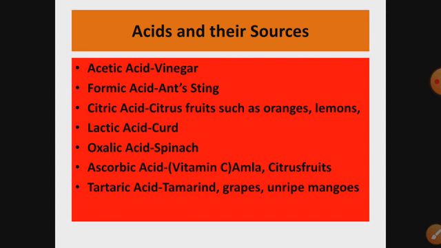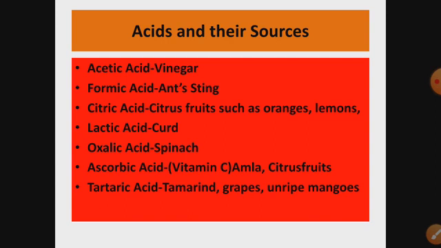Then all the citrus fruits or juicy fruits like orange and lemons contain citric acid. Curd, that is yogurt, is rich in lactic acid. Then our favorite green vegetable, spinach, is rich in oxalic acid. Then vitamin C has ascorbic acid, and citrus fruits like amla are rich in vitamin C, which is very important to improve immunity. Nowadays, to boost immunity is very essential. Immunity means the capacity of the body to fight back diseases. So vitamin C, that is ascorbic acid, helps our body to build up its immunity.